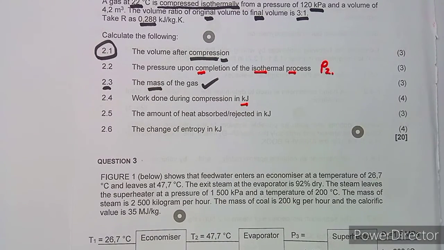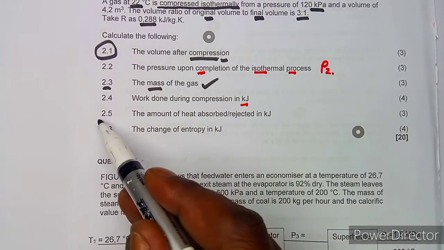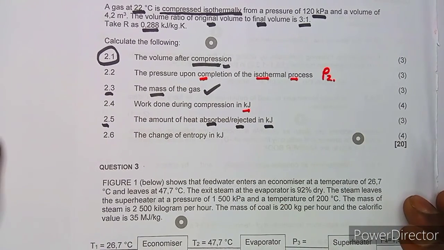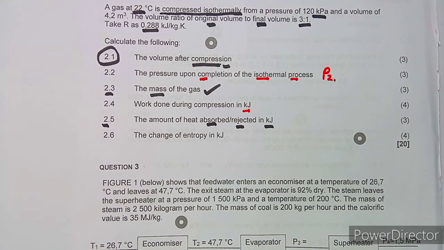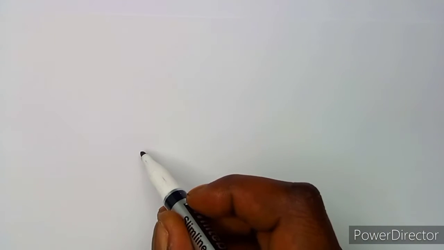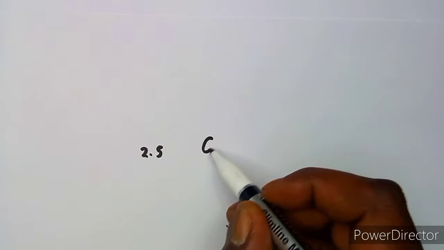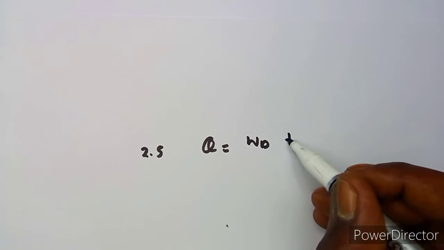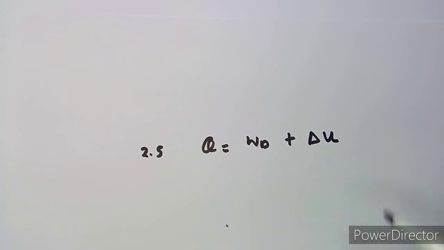Let's see the other part that we had on 2.5 now, which is the amount of heat absorbed or rejected in kilojoules. What is the amount of heat that was being absorbed or rejected? When you are talking of the amount of heat, that is your Q. Let's write it down here. Remember that Q is equivalent to the sum of the work done plus the change in internal energy.